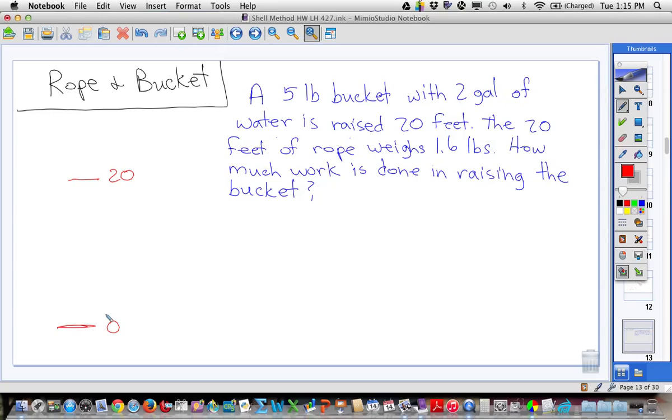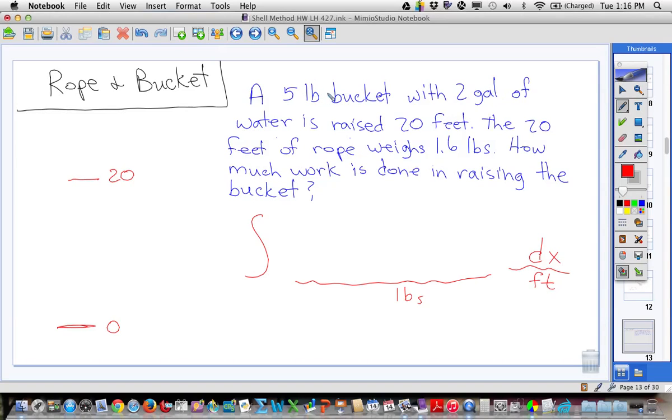Okay, well, now we don't have a formula like Hooke's law, but all we're going to want to do is make an integral that is pounds, and then the dx is going to be feet. Okay, and that'll give us foot pounds. So we need to just write down what it is that we're lifting, how many pounds we're lifting. Well, what are we lifting? The bucket, the water, and the rope.